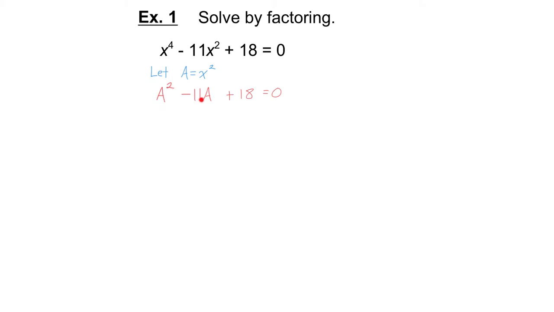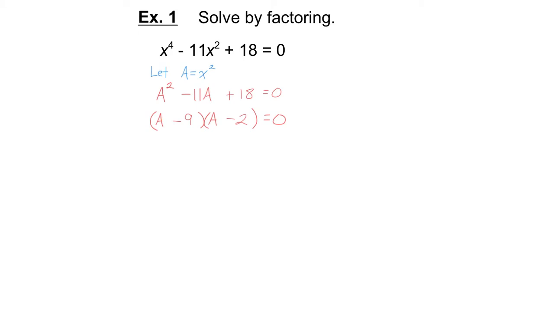A squared minus 11a plus 18 equals 0. Well, I can factor this. I need two numbers that multiply to 18 and add to negative 11. Well, that's minus 9 and minus 2. Okay, so I had my equation. I factored it. Now I'm going to go back to my original with x because I want to solve for x. That's what I'm trying to do.